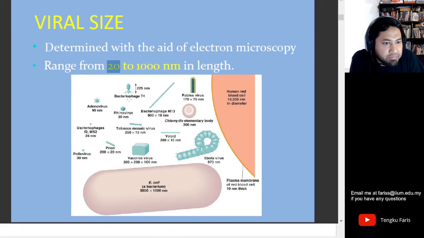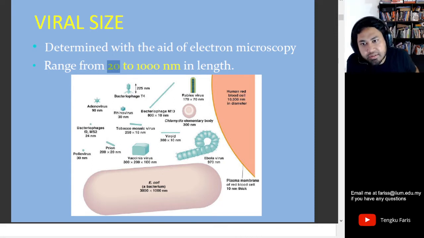You can see here the bacteriophage, which commonly infects bacteria, is around 225 nanometers in length. We are characterizing based on the length. How long is the virus? This is the chlamydia elementary body, around 300 nanometers. Chlamydia is what they call a common sexually transmitted disease.